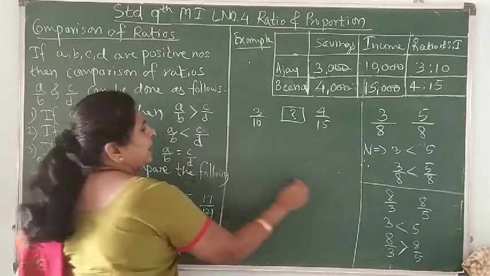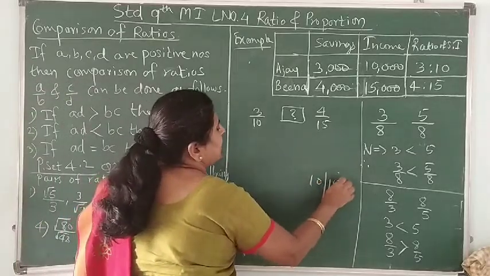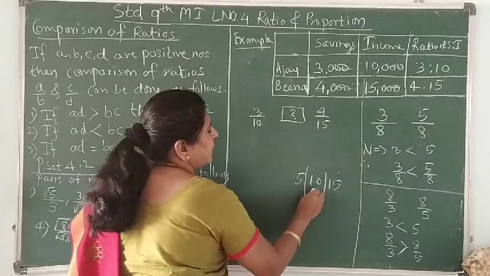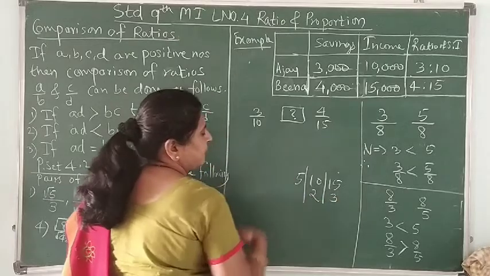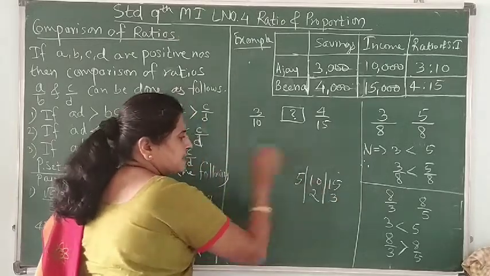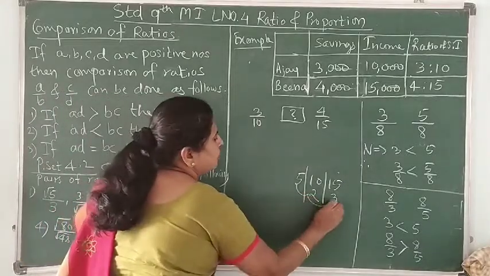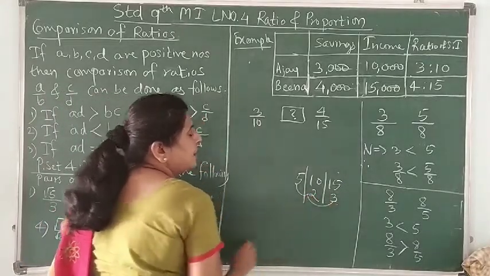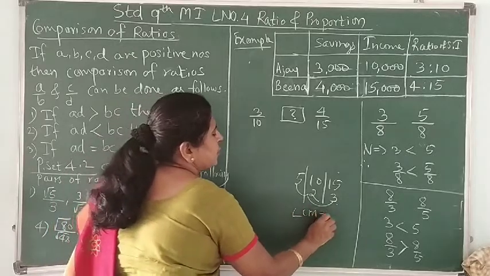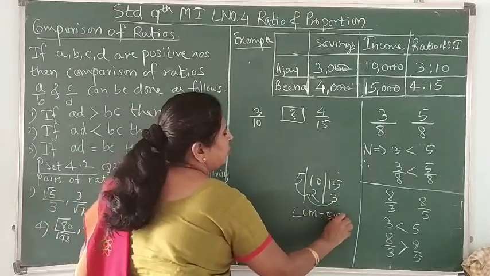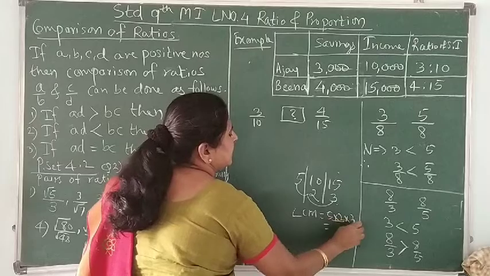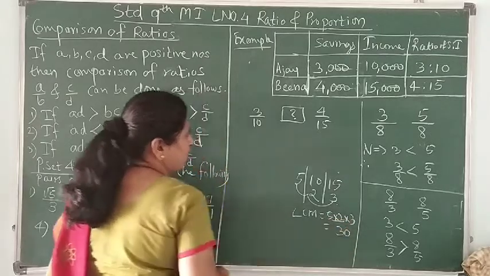LCM of 10 and 15: you can see that if we divide by the common divisor 5, 5 twos are 10, 5 threes are 15. So the HCF of 10 and 15 is 5, but their LCM is 5 into 2 into 3. So 5 twos are 10, 10 threes are 30. So the LCM is going to be 5 into 2 into 3, that is 30. 30 is the common denominator.